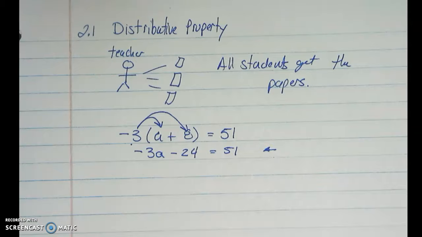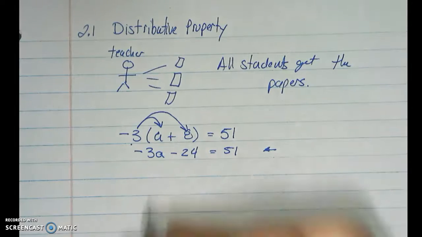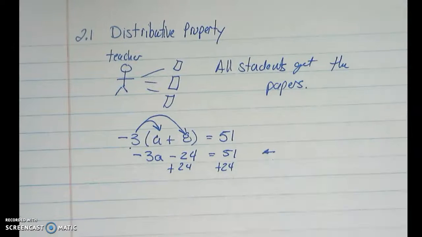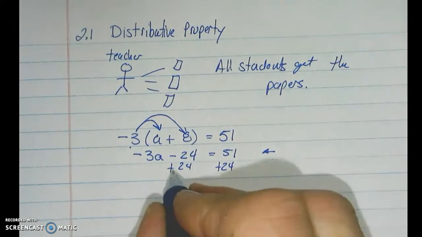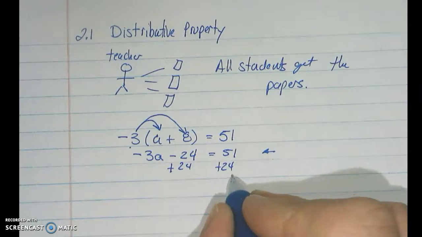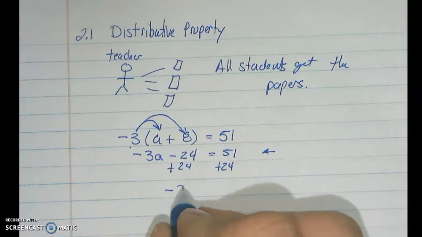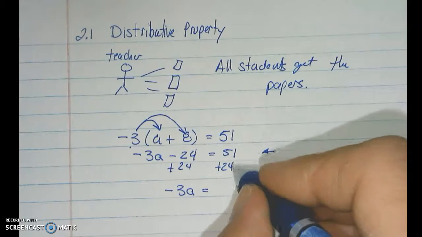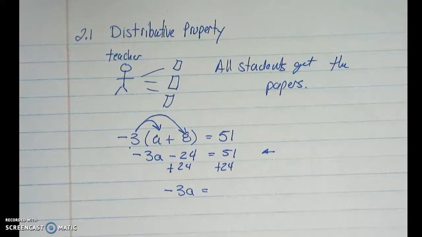Right, what's the opposite of 24? So positive 24, and what I do to one side I should be doing to the other side. So if I have a positive 24 on this side, I have a positive 24 on this side, okay? So I'm going to go with negative 3a is equal to, well, what's 51 plus 24? And we can use our calculators for that if we need to.